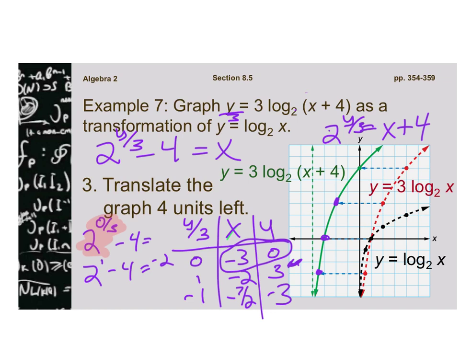Okay, I know it's confusing, but that's what I would do. It's a little bit easier, I think, than all of this translating and stuff.